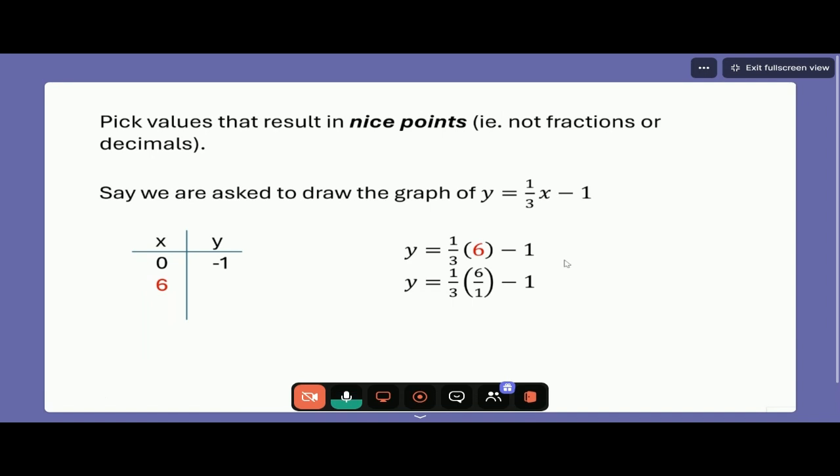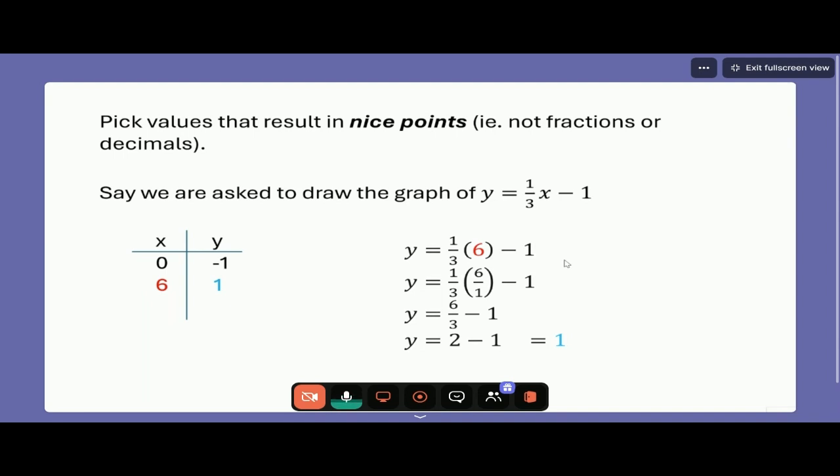So we multiply the tops and multiply the bottoms. So 1 times 6 is 6, 3 times 1 is 3. 6 divided by 3 is 2. So we have 2 minus 1, which is equal to 1. There is a nice point for us as well. If we had stuck in x equals 3, I think we would have got 0, 3, 0. So we'll look for that because that's going to be on the graph as well.